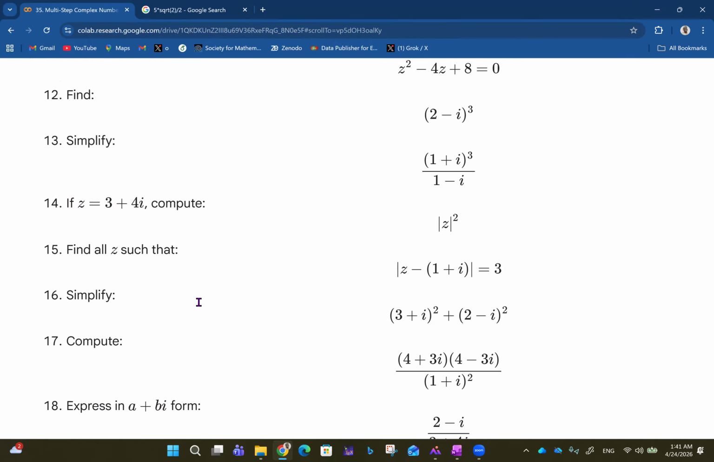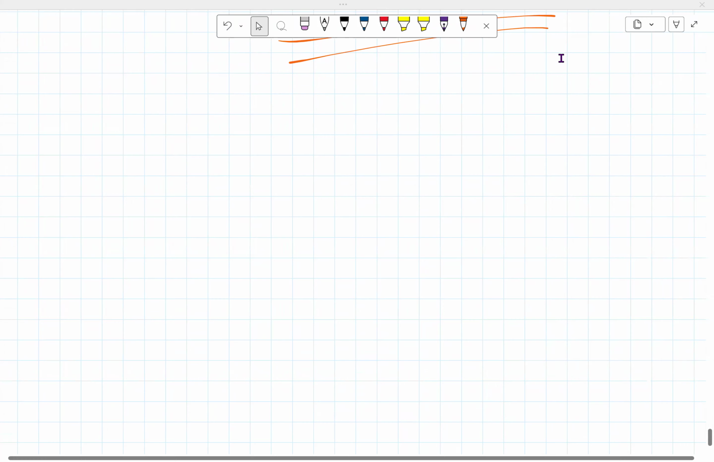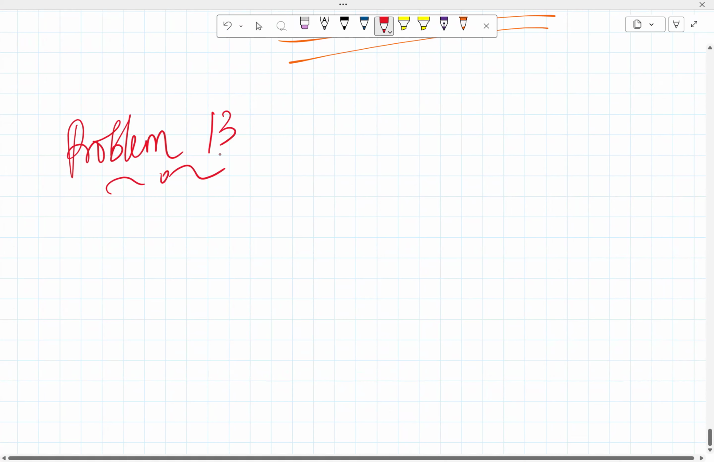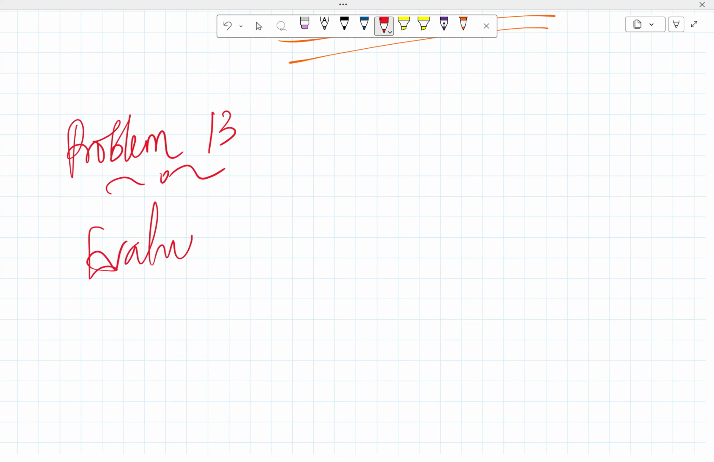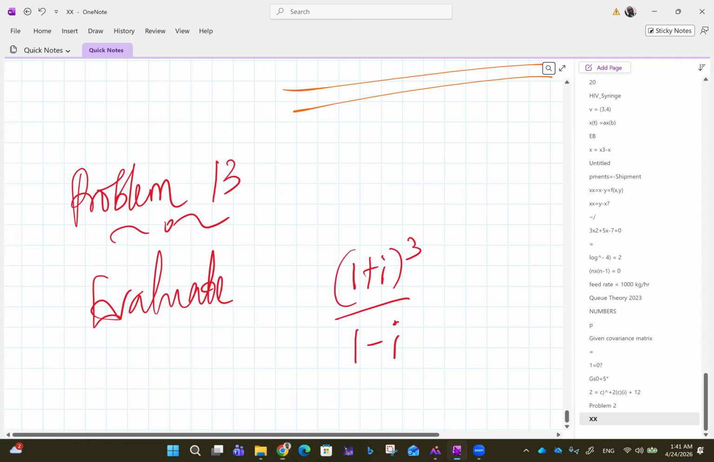13 is (1 plus i) cubed all over (1 minus i). So problem 13: evaluate (1 plus i) cubed all over (1 minus i). Did I get that right? Let me confirm for the last time. (1 plus i) raised to power 3 all over (1 minus i).